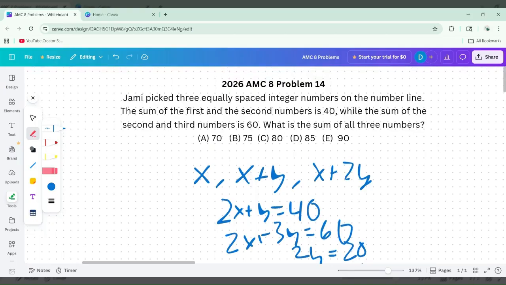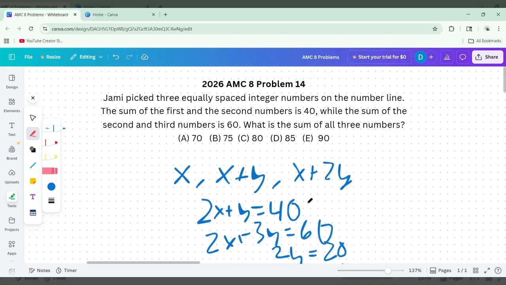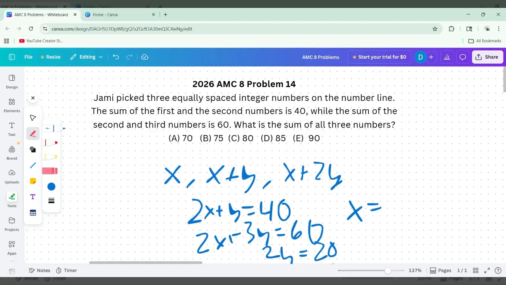Now it's asking for the sum of all three numbers. Well, we have to first find x, and we plug into the first equation. So 40 minus 10 is equal to 30. Divided by 2, 15. x is equal to 15. That means the third number is 25.